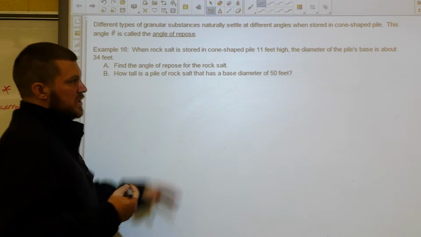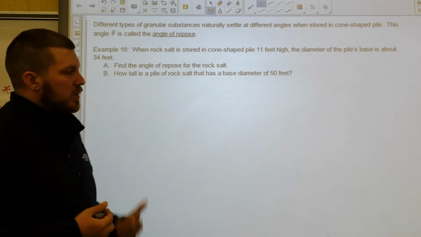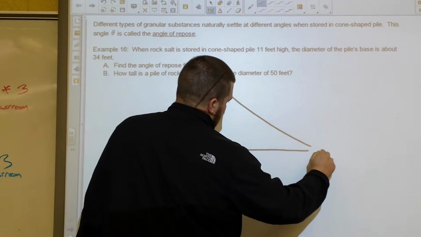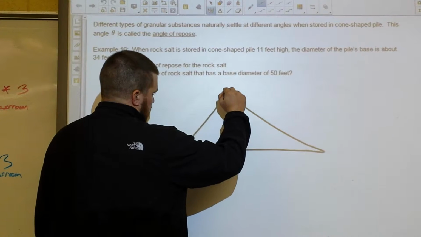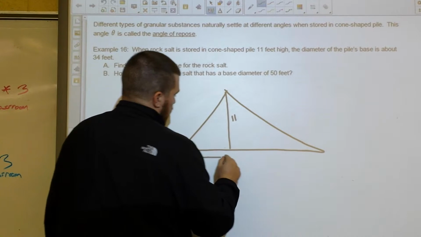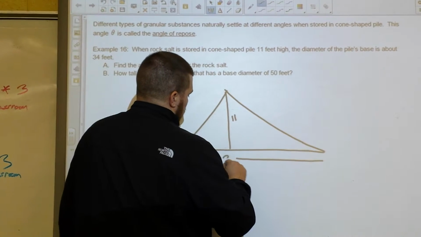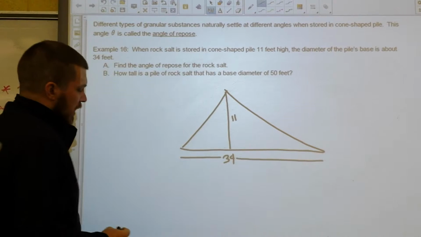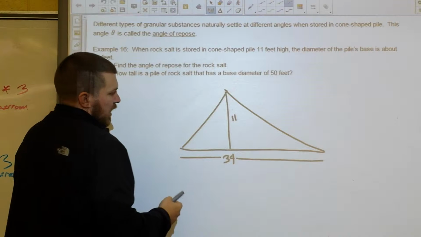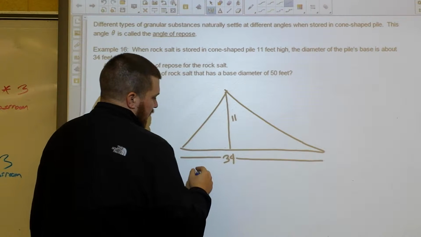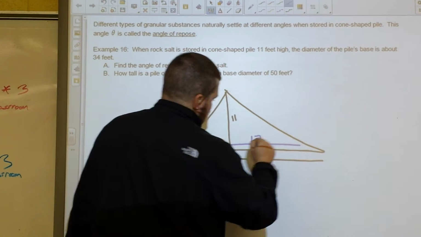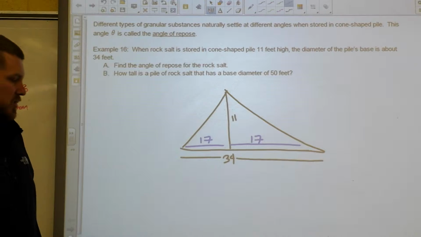When we're talking about any type of word problem like this, modeling with triangles, we probably need to start with drawing the picture. So here's a side view of my cone-shaped pile of rock salt. We know from the problem description that it's 11 feet high, and we know that the base diameter is 34 feet. All right, well, automatically, I'm going to assume that the peak of my pile is exactly in the middle, so it's going to cut my diameter in half. So this piece is going to be 17 feet, and this piece is going to be 17 feet. Okay, again, this is just a sketch, so it doesn't have to be perfect.